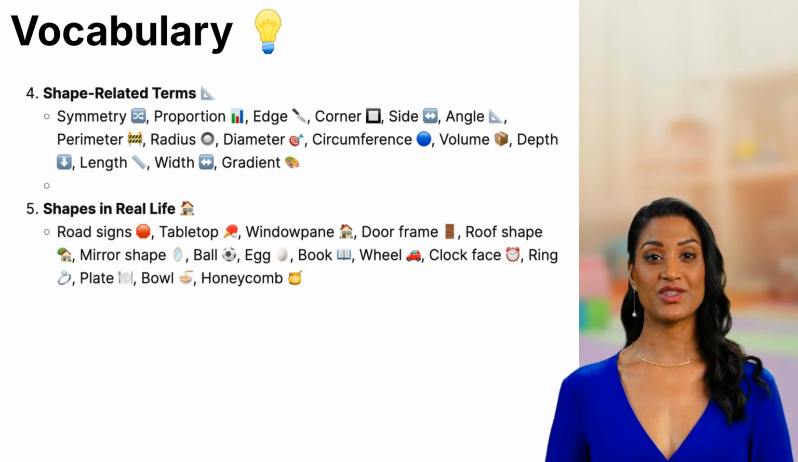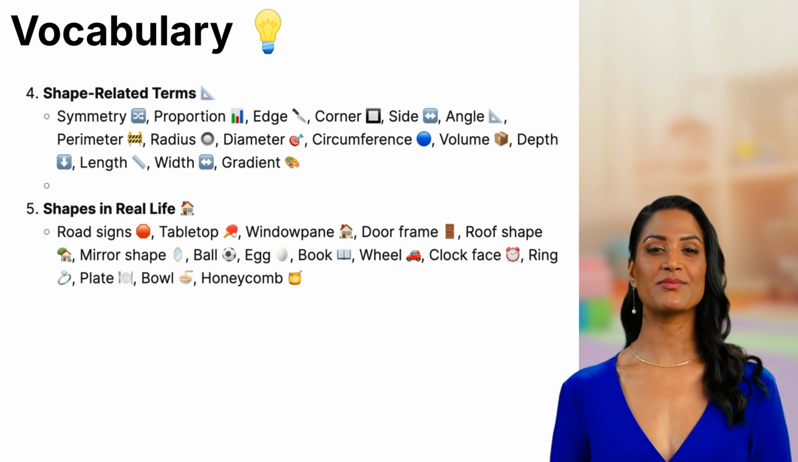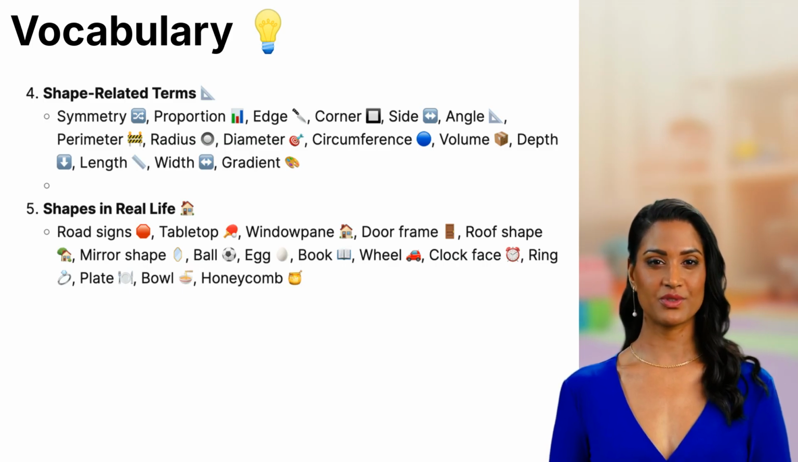Clock face, typically circular. Ring, a small torus shape. Plate, usually round but sometimes oval. Bowl, a hemisphere or deep dish. Honeycomb, a natural hexagonal pattern.